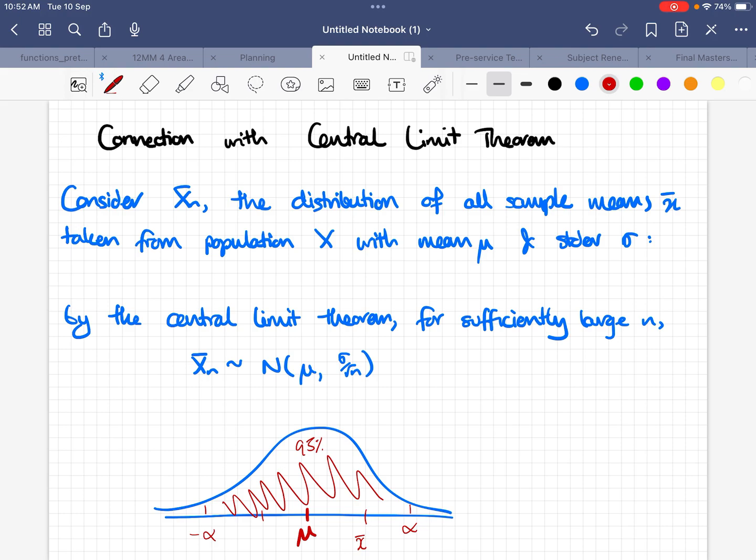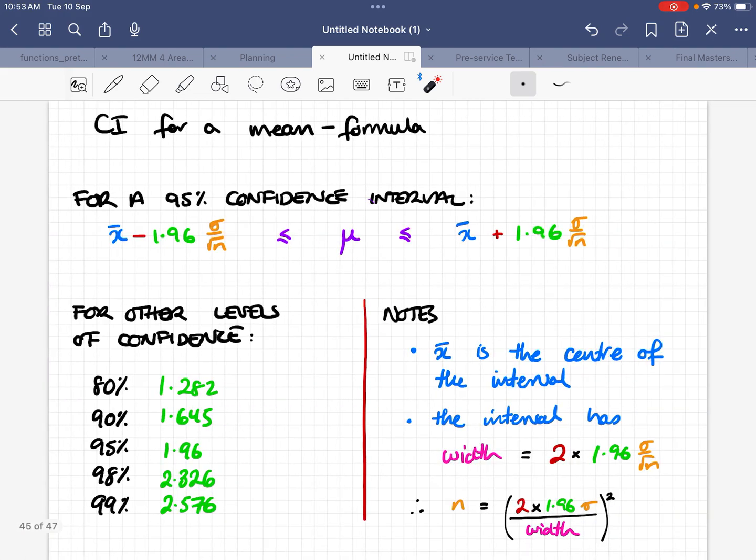Confidence intervals make one small switch to that statement. We're going to swap around x bar and the mean. If we have gone and collected a sample, we have found its sample mean, x bar, we are 95% confident that the true population mean lies within these two values defined by negative alpha and alpha. That's it. That's what our confidence interval tells us.